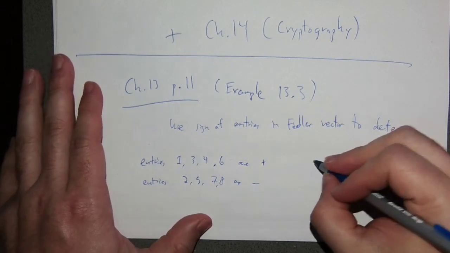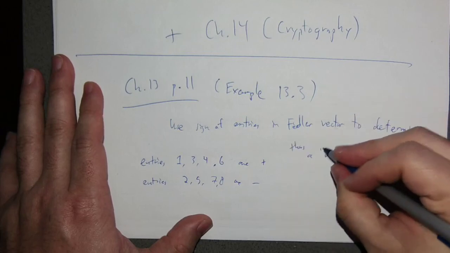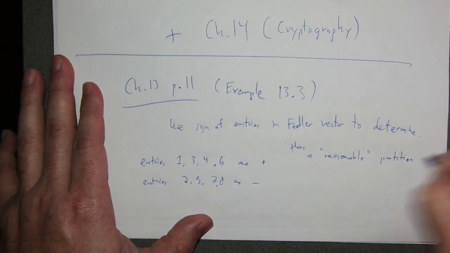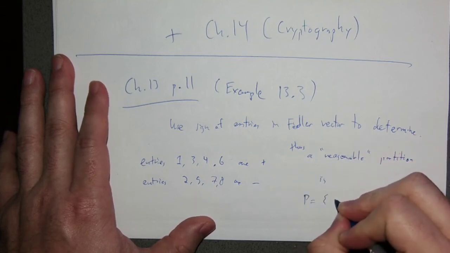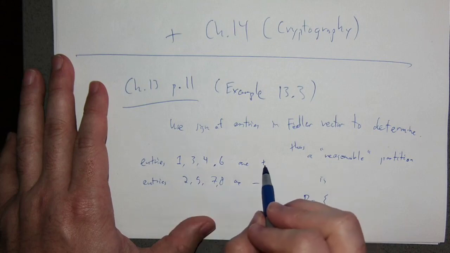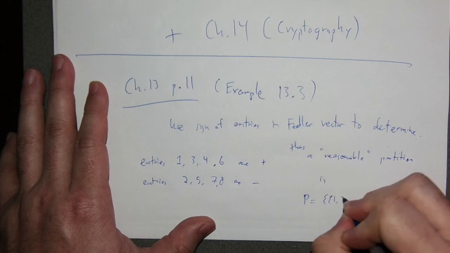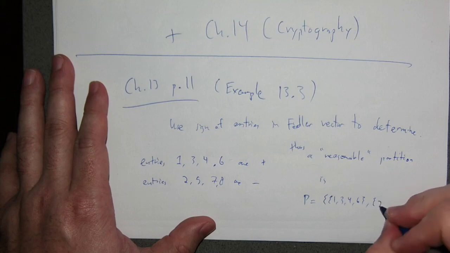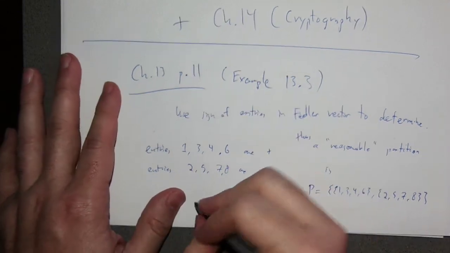And so a suggested partition, thus a reasonable partition, is the partition where I group all the corresponding positive entries 1, 3, 4, and 6 together. So 1, 3, 4, and 6 are grouped together, and the other entries, the negative entries, are all grouped together. So 2, 5, 7, and 8. And there's a picture of this on page 12.